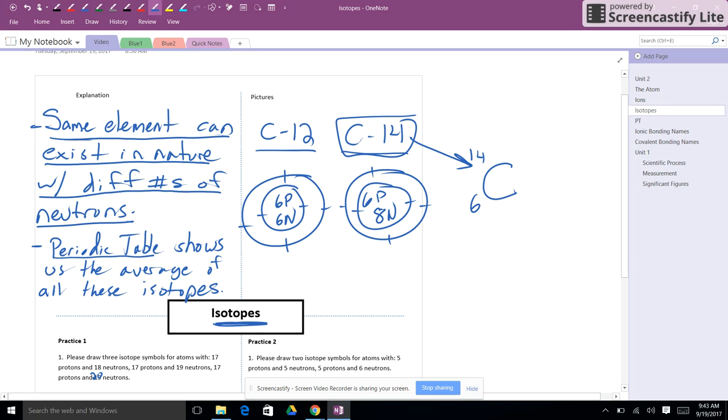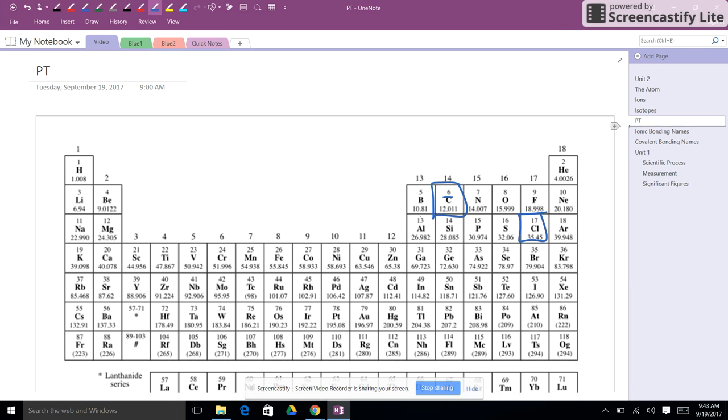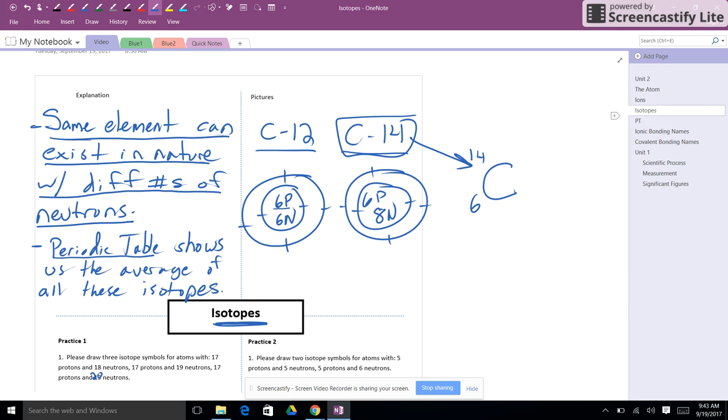So a good example of this is that sometimes carbon has a mass number of 12, and we think about it, carbon always has 6 protons, always. That would be the definition of carbon. So in this case, it has 6 neutrons, so 6 plus 6 is 12. And then other times in nature, on Earth, carbon can have 8 neutrons, and then 6 and 8 is 14. So we can have these two different isotopes of carbon.